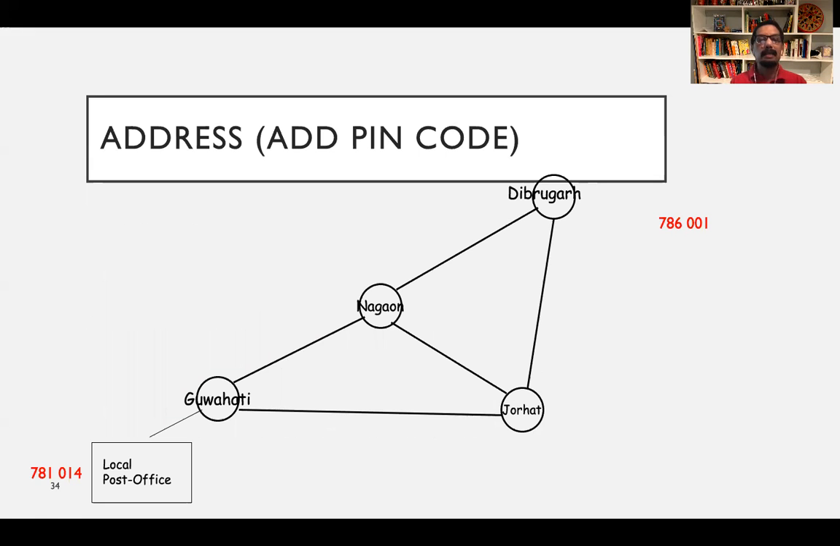So going back to the address, adding the pin code, in India pin codes are 6 digits. You have 781014, let's say that's where I'm sending it from, and going to my grandmother, 786001. In India, this number also has a hierarchy from left to right. So 7 represents a zone code, the eastern zone, I think, starting in West Bengal. 78 is for Assam. 781 is for Guwahati, and 014 is a particular post office. Similarly, 786 is for Dibrugarh, and 001 is that particular post office in Dibrugarh. So we can distinguish the address even at that level.